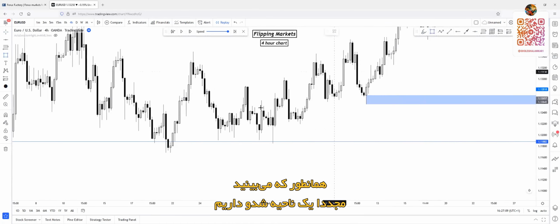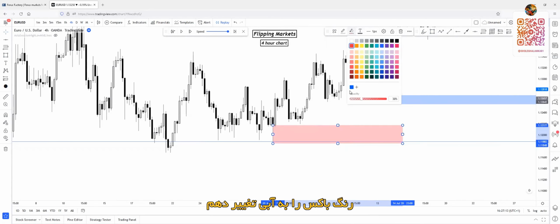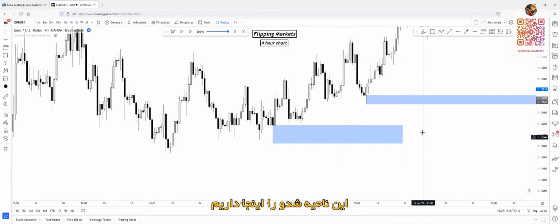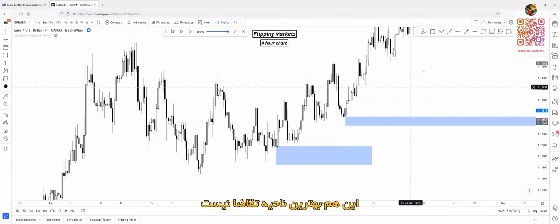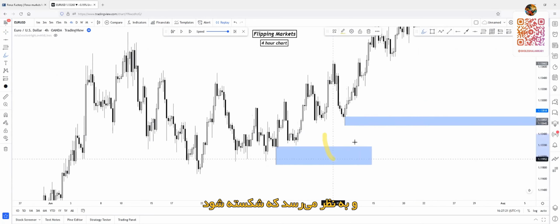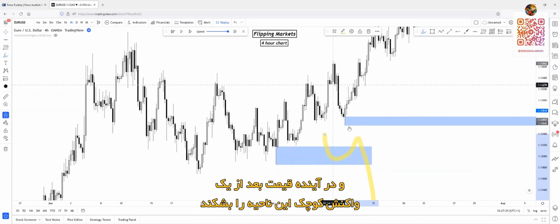As you can see, we have this weak zone again. This one, I will just change the color to blue. So we have this weak zone right here. This isn't the most valuable demand zone again, so more likely it will be broken and price will break through this demand zone after the reaction.